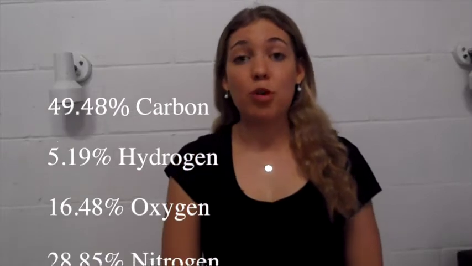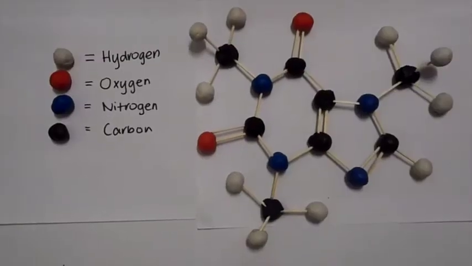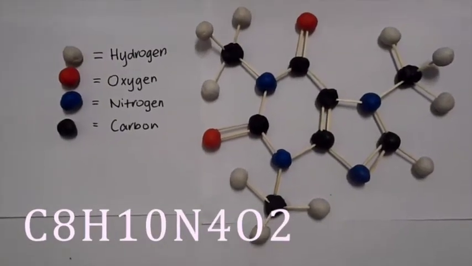Caffeine is made up of carbon, hydrogen, nitrogen, and oxygen. Its percentage composition of these four elements is 49.4% carbon, 5.19% hydrogen, 16.4% oxygen, and 28.85% nitrogen. Caffeine's chemical formula is C8H10N4O2 and is structured as shown.